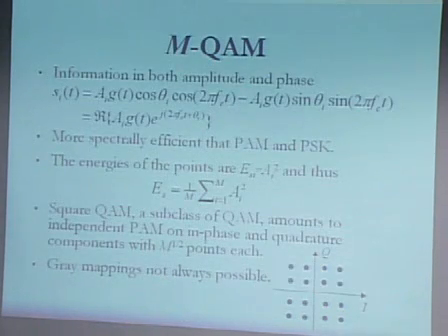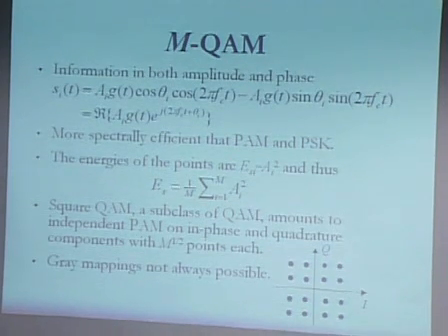And the most general and common form of modulation is QAM, where we use both in phase and quadrature, both amplitude and phase. We use everything. So it's a bunch of points on the plane. And gray mappings are not always possible here. Sometimes they are, but not always.